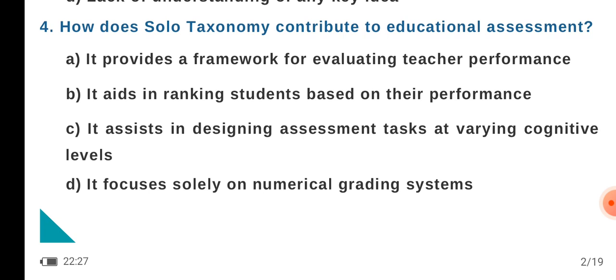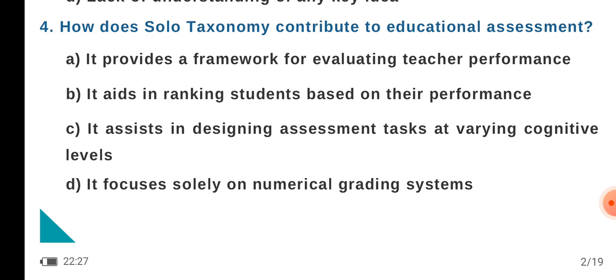How does SOLO Taxonomy contribute to educational assessment? Letter A, it provides a framework for evaluating teacher performance. Letter B, it aids in ranking students based on their performance. Letter C, it assists in designing assessment tasks at varying cognitive levels. Letter D, it focuses solely on numerical grading system.